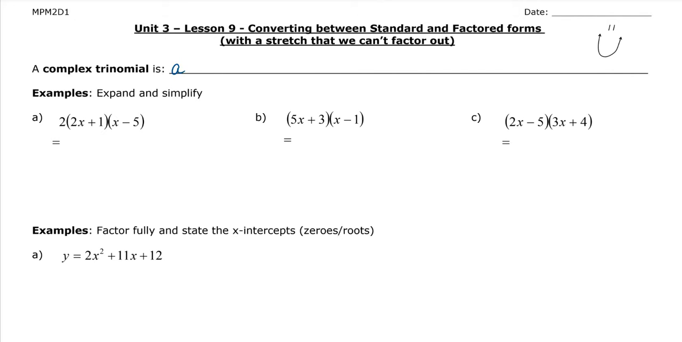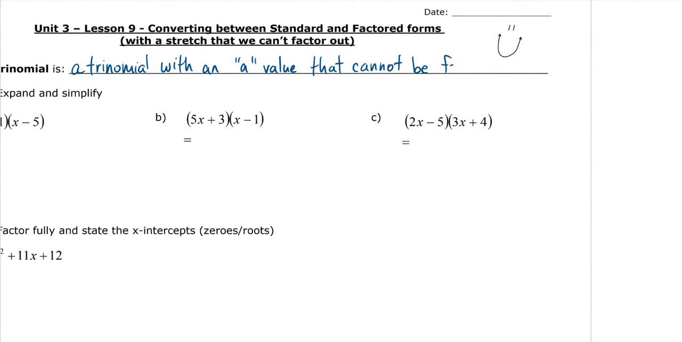It's a trinomial with an a value that's not 1, something other than 1, and that a value cannot be factored out. In other words, that stretch factor is not a common factor.